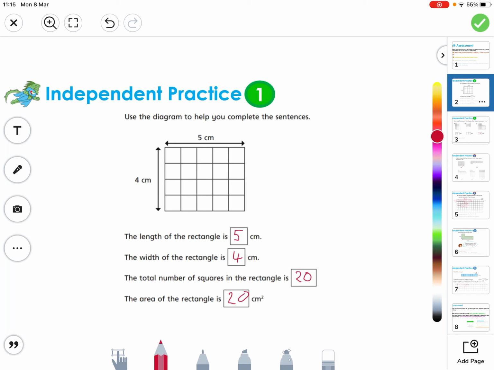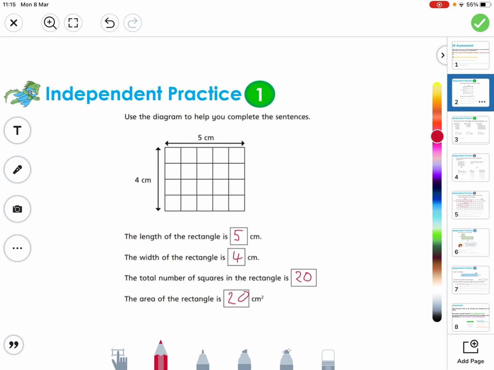Use the diagram to help you complete the sentences. The length of the rectangle is 5 centimeters. The width of the rectangle is 4 centimeters. The total number of squares in the rectangle is 20. The area of the rectangle is 20 centimeters squared.